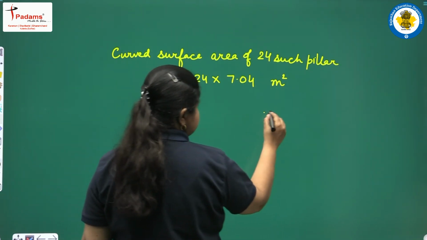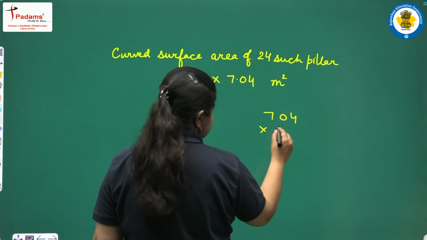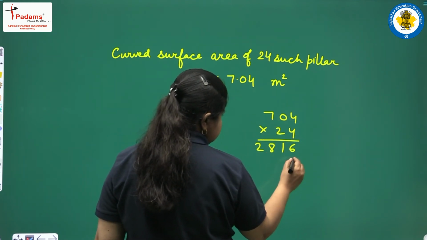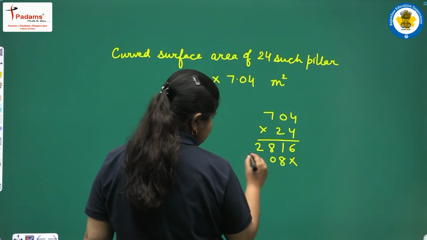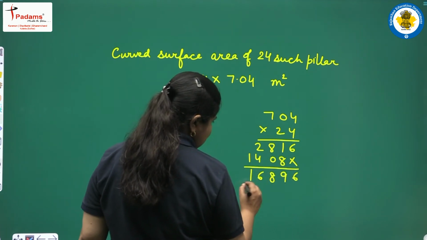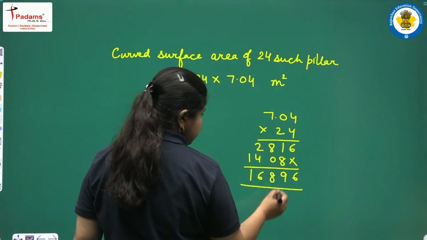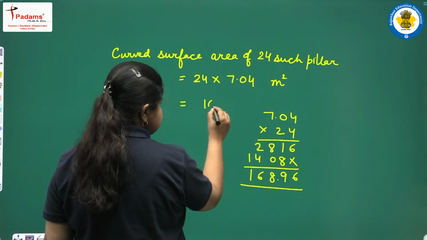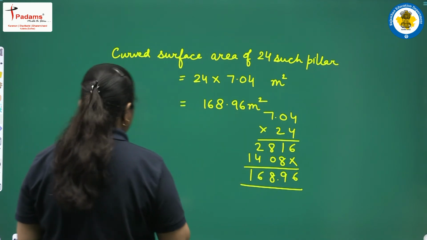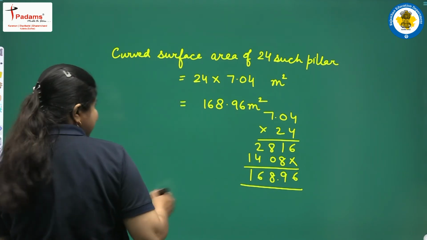दोनों numbers multiply करते हैं. We have 704 into 24. 4 4s are 16. Then we have 28. Here we have 2 4s are 8. 0 1 4. 6 9 8 6 1 and now we have the decimal here, so it will be 168.96 meter square. Now here the question is not ended yet.